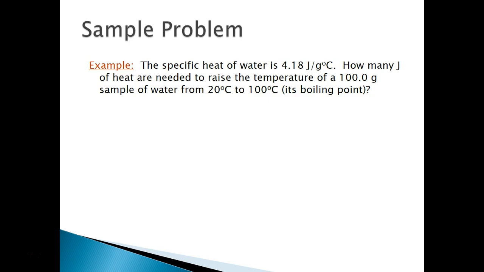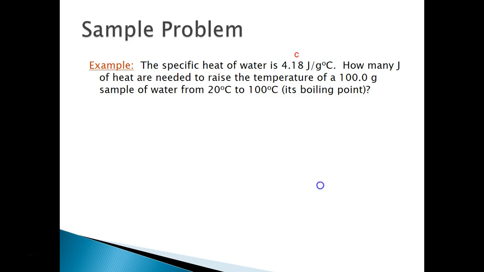It says the specific heat of water is 4.18 joules per gram degree Celsius. How many joules of heat are needed to raise the temperature of a 100-gram sample of water from 20 to 100 degrees Celsius? So when you look at these word problems, they may seem kind of confusing at first. But if you know the formula you need to use, the best way to tackle this problem is to label all of the data given to you in the problem.